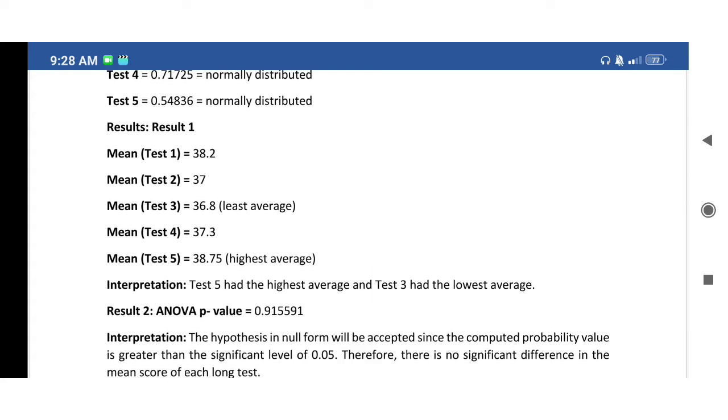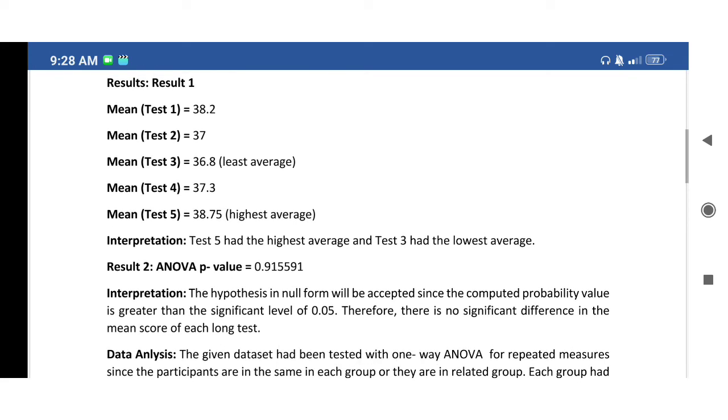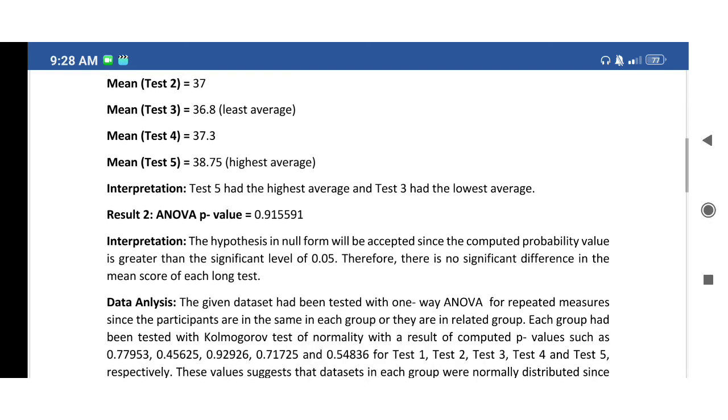Results. Result 1. The mean of test 1 is 38.2. The mean of test 2 is 37. The mean of test 3 is 36.8, the least average. The mean of test 4 is 37.3 and the mean of test 5 is 38.75, or the highest average. Interpretation: test 5 had the highest average and test 3 had the lowest average.